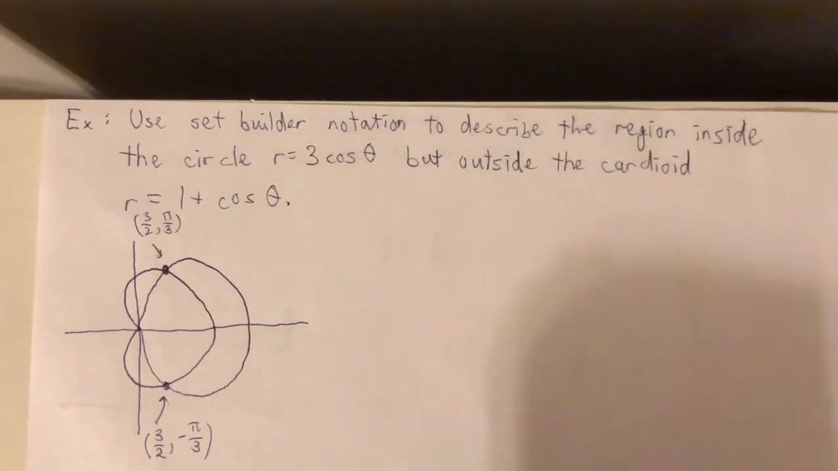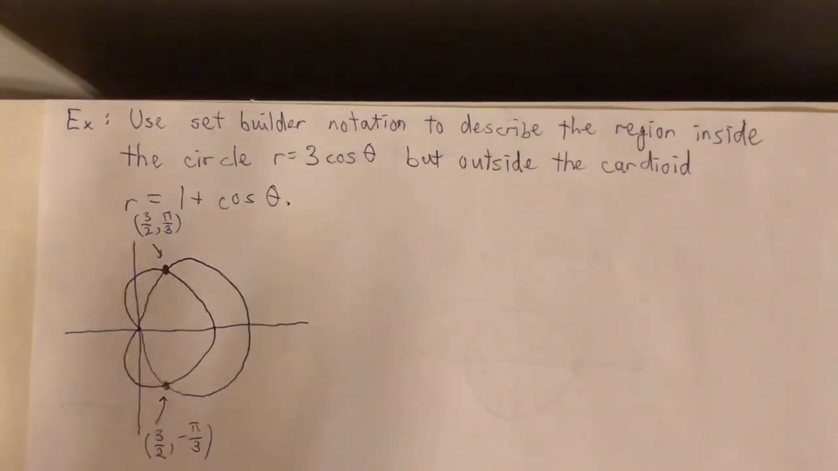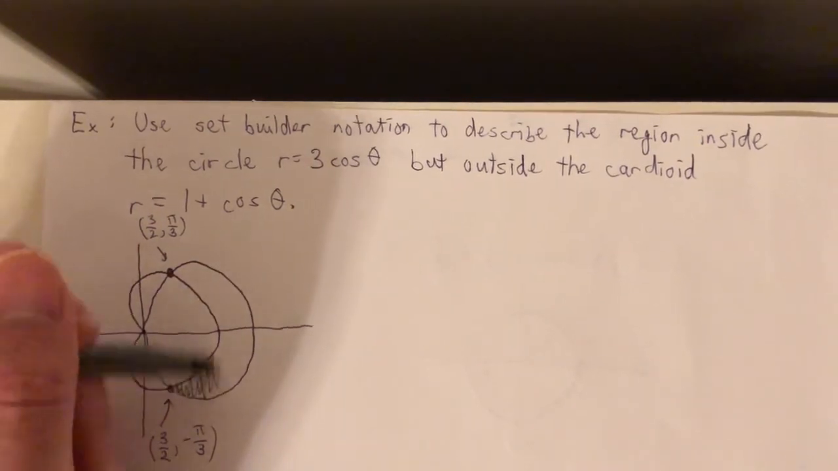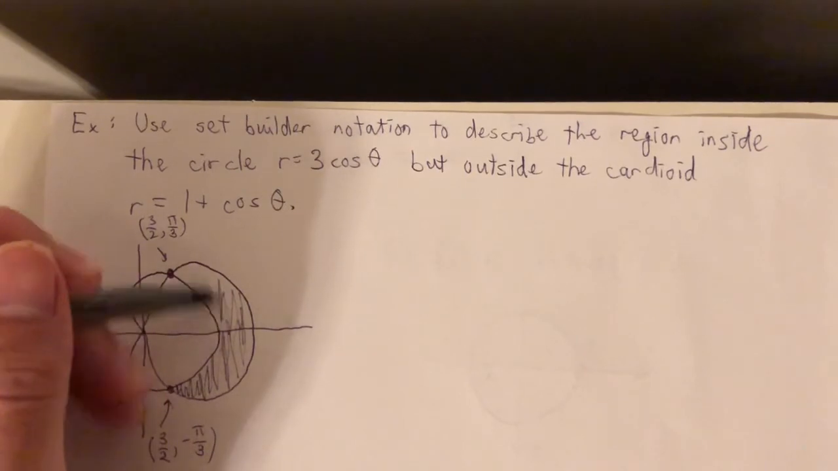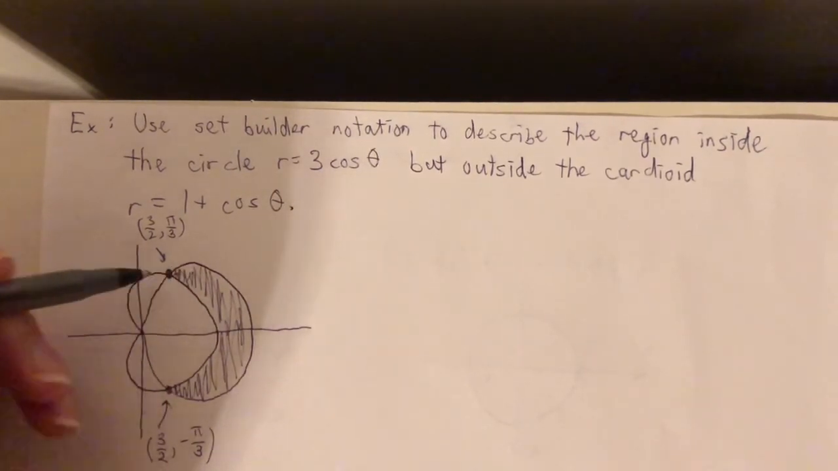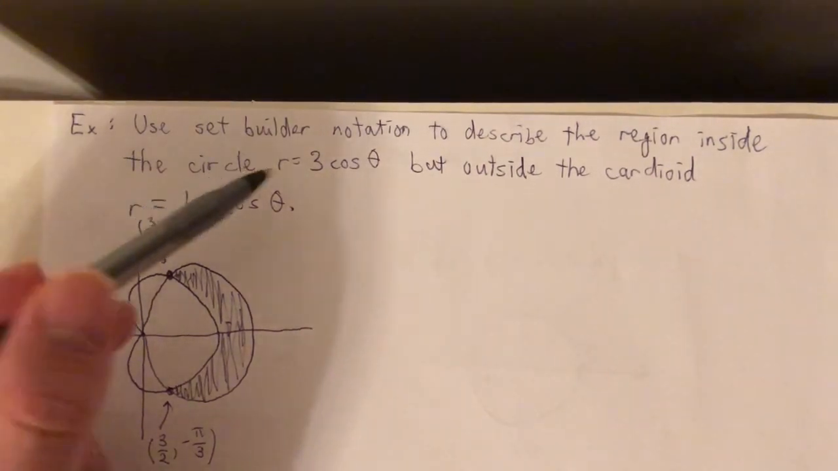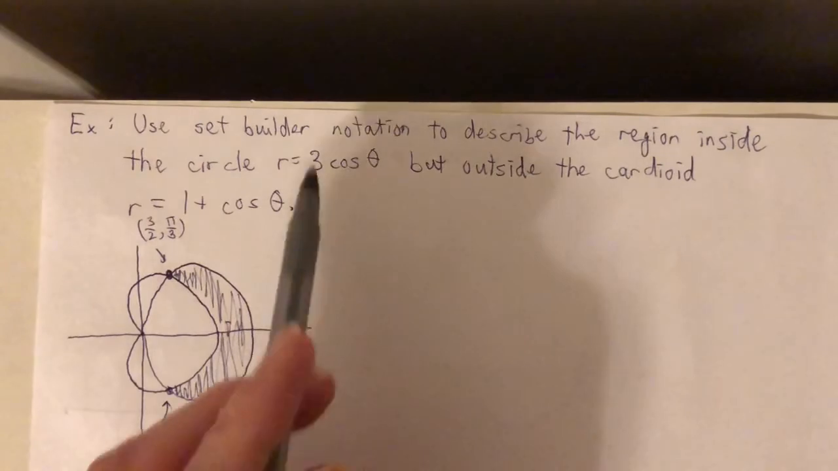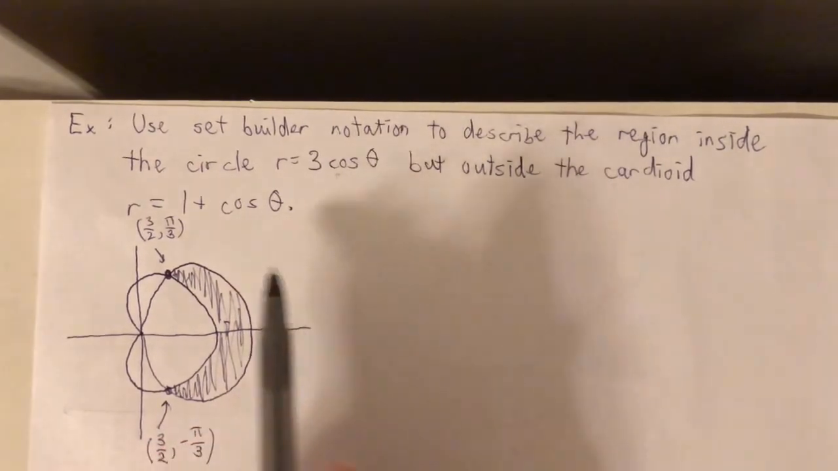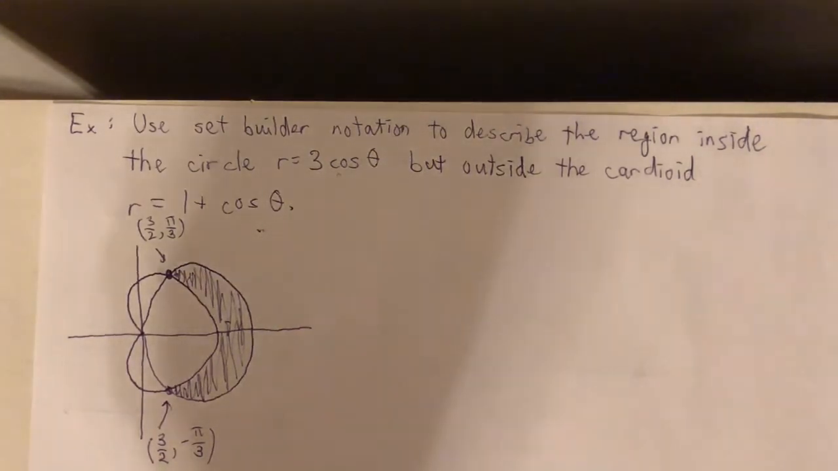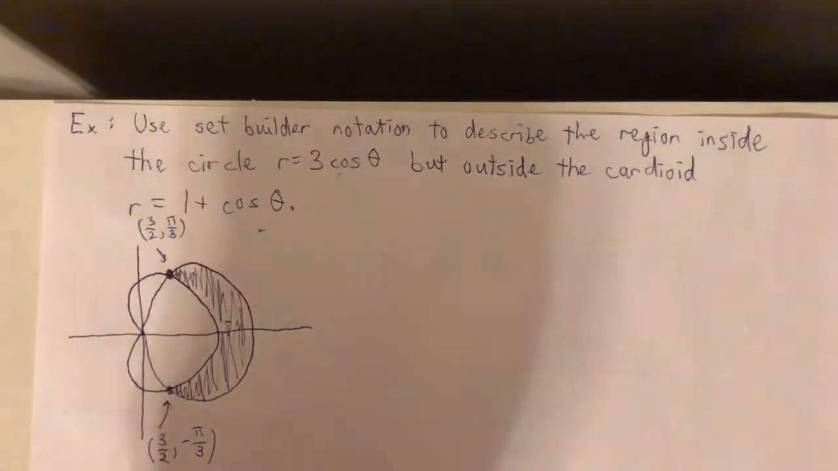Now the region we're interested in, we want to be inside the circle but outside the cardioid. So we're outside the cardioid, we're farther away from the pole than the cardioid, but we're inside the circle. So we're looking at that crescent-shaped region. So inside the circle but outside the cardioid means we're closer to the pole than the circle, but we're farther away from the pole than the cardioid is.